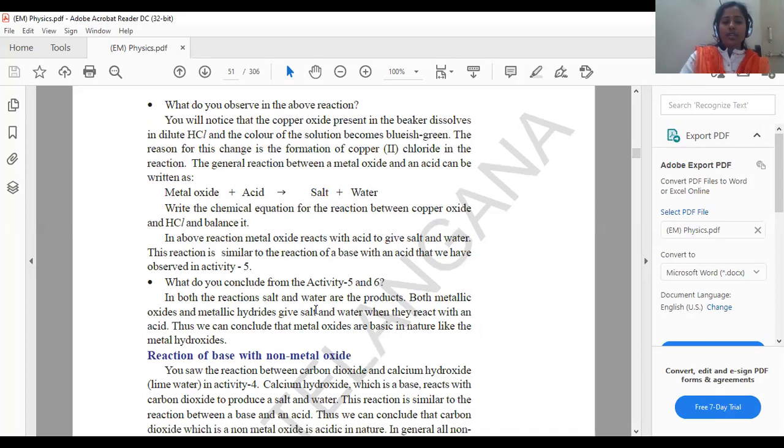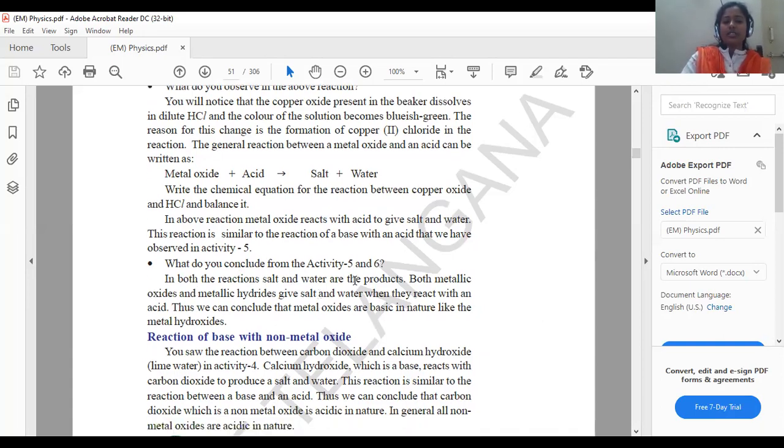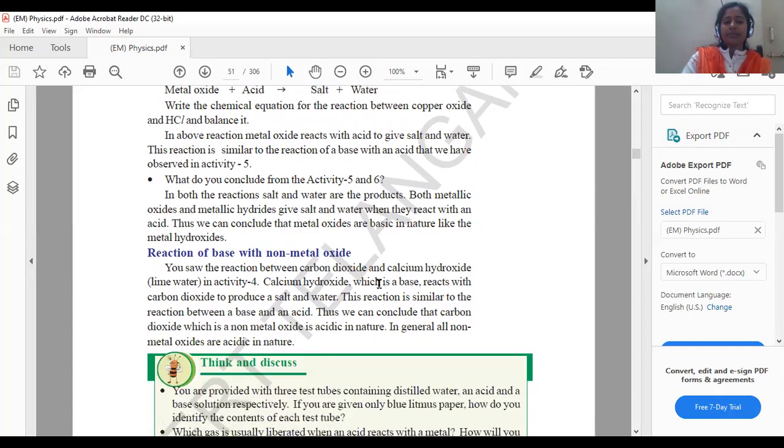What do you conclude from the above activity? The conclusion is that any acid-base treatment gives rise to salt and water. Acid and metal oxide also give rise to salt and water. That is the final conclusion from these two activities, activity number 5 as well as activity number 6.